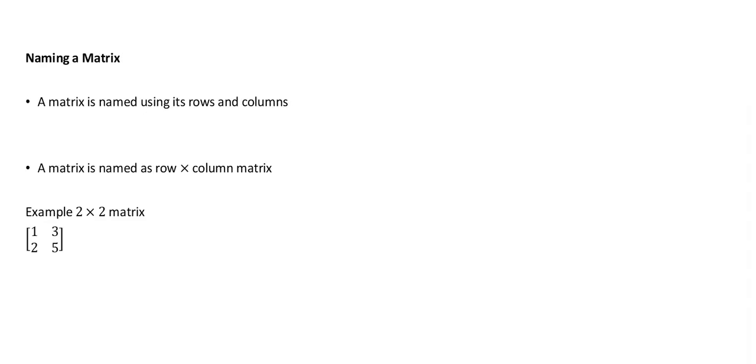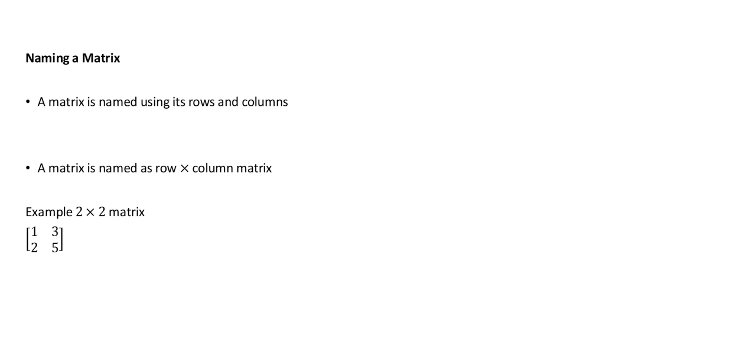To name a matrix, we use the rows and the columns. So we look at the number of rows the matrix has and the number of columns. For example, a matrix is named as a row by column matrix. We write a row times column matrix. Now we look at a 2 by 2 matrix, which means it has 2 rows and 2 columns.